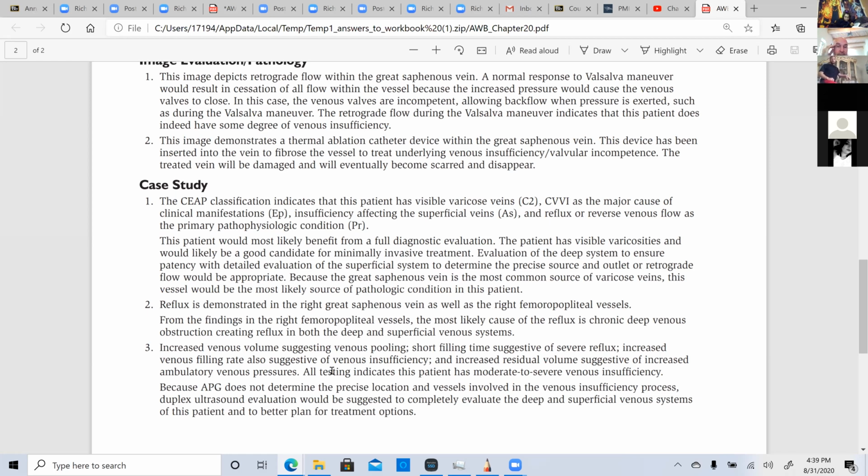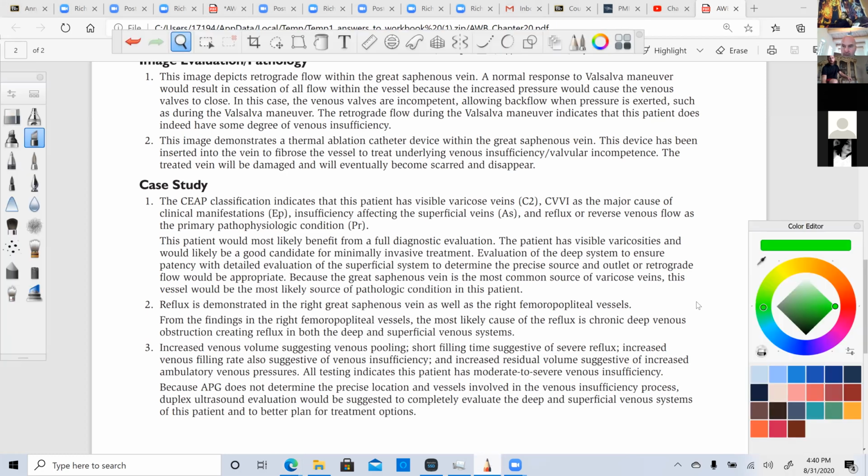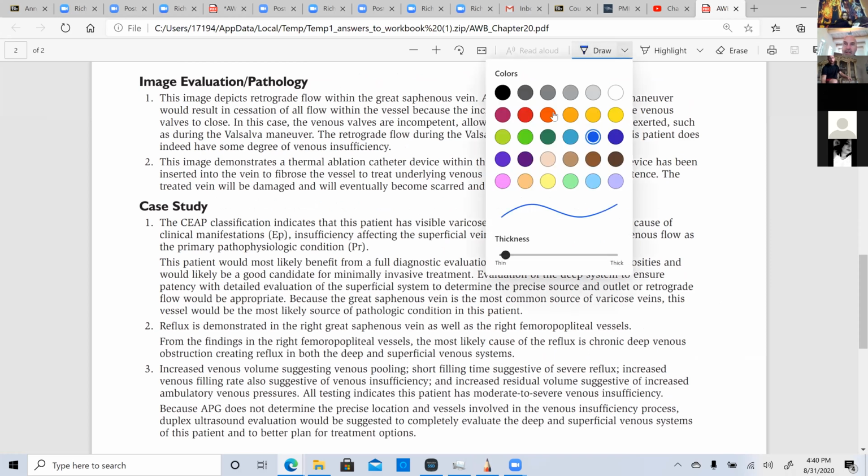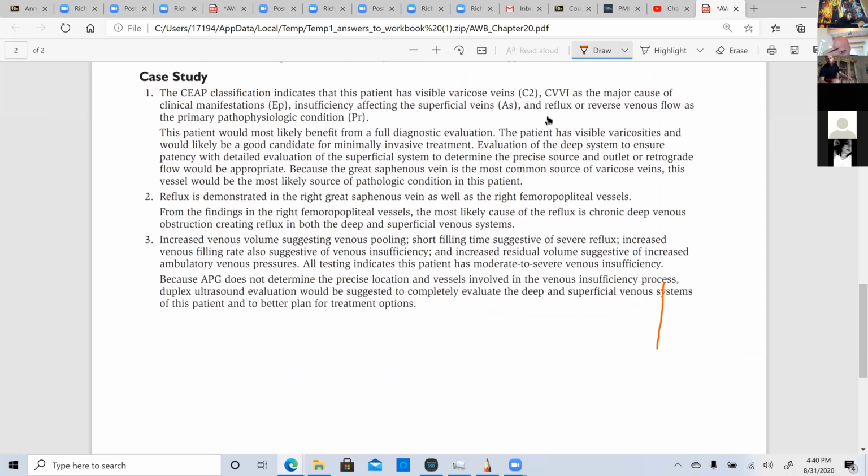This patient would most likely benefit from a full diagnostic evaluation. Patient has visible varicosities and would likely be a good candidate for minimally invasive treatment, like ablation. Evaluation of the deep system to ensure patency with detailed evaluation of the superficial system to determine the precise source and outlet of retrograde flow would be appropriate. Precise source, I mean, if you can show the doctor exactly which valve is actually refluxing. So it's usually not every single valve. That would be great. This vessel would most likely be the source of the pathological condition.